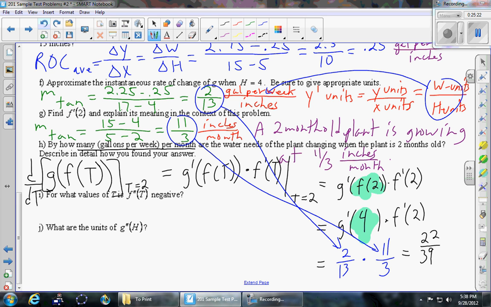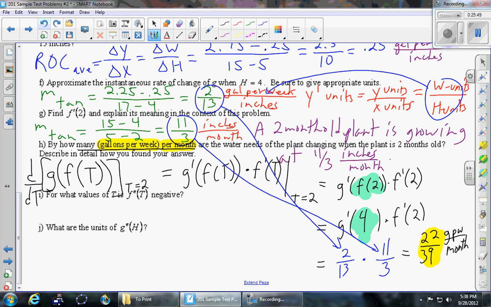We can put units in if we're so inclined. Remember the units here. Well, I guess the units actually are part of the question. It wanted to know how many gallons per week per month. And I think that's what we've got here. Gallons per week per month are the units of this final thing. So we'll write it, didn't have to, gallons per week per month.